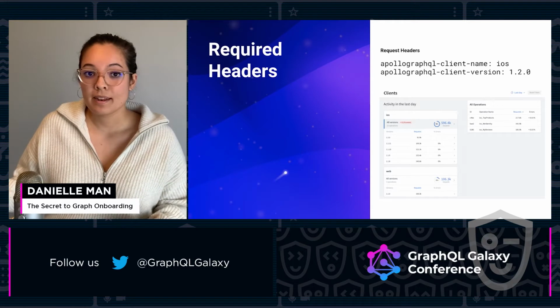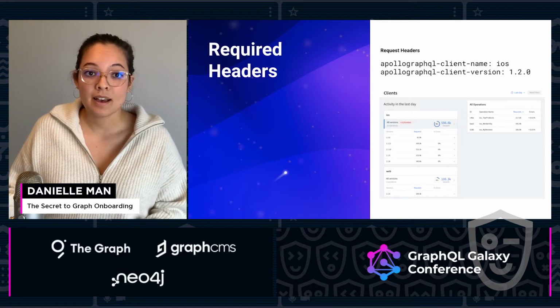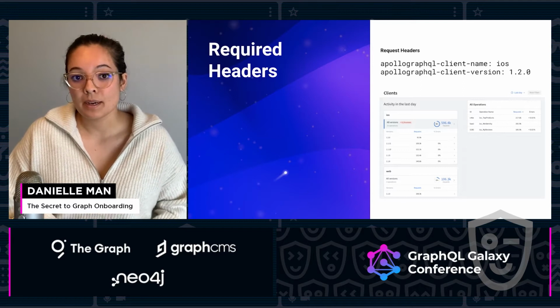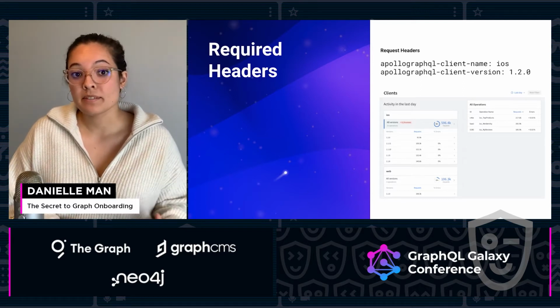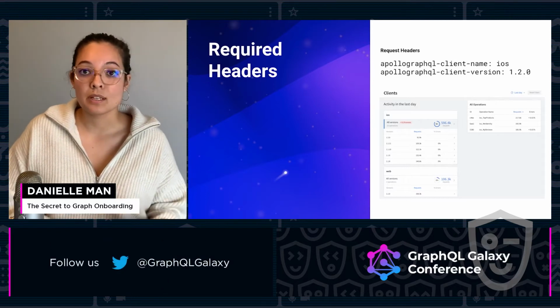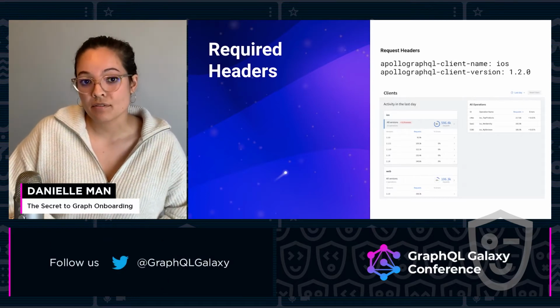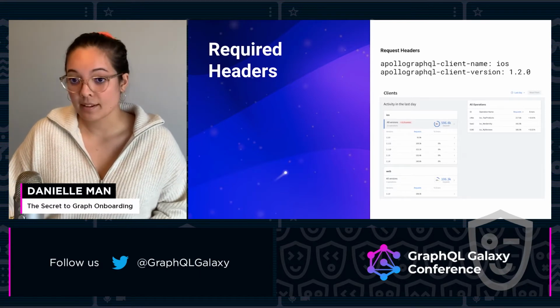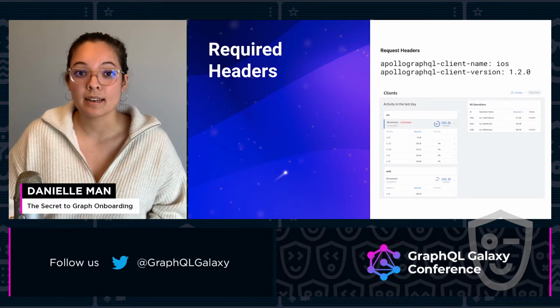So if you require that every request being made to your graph has headers to identify which client was making those requests, then you can set up observability to be alerted whenever a new client starts using your field, which becomes really useful information as you evolve a graph. And what I have on this slide here is just an example of what that client-level observability looks like in Apollo Studio.